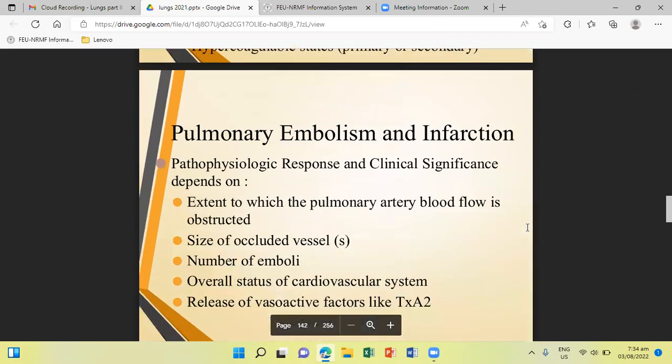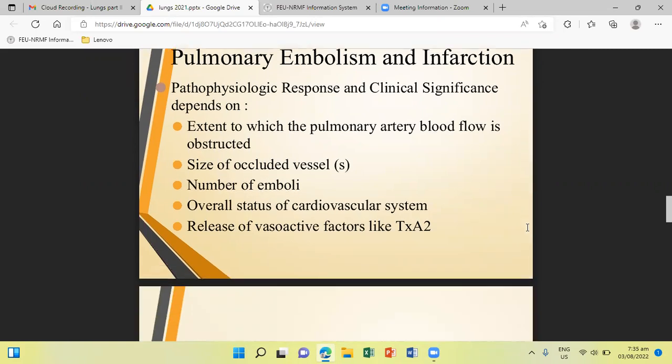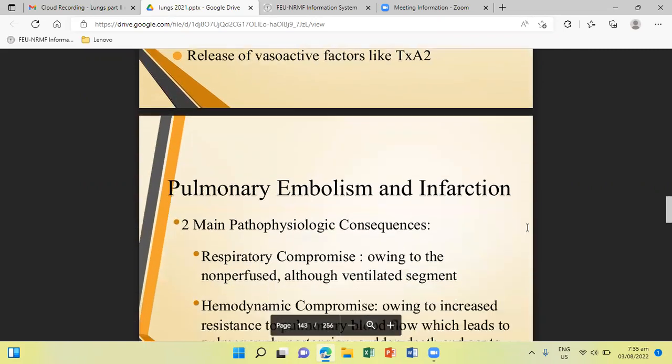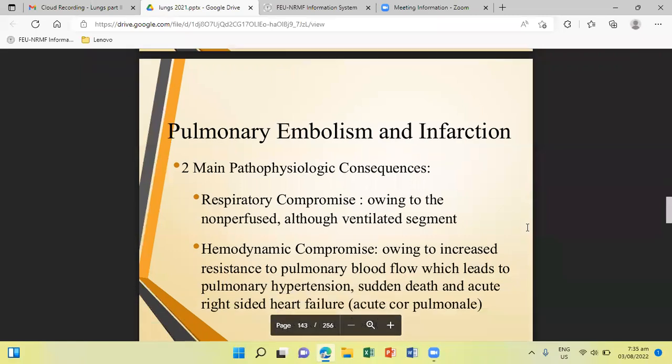So the pathophysiologic response will depend on the following factors. First is the extent to which the pulmonary arterial blood flow is obstructed, the size of the occluded vessel, the number of emboli that are thrown, the overall status of the cardiovascular system, and also the release of vasoactive factors like thromboxane A2. Emboli usually have two deleterious pathophysiologic consequences.